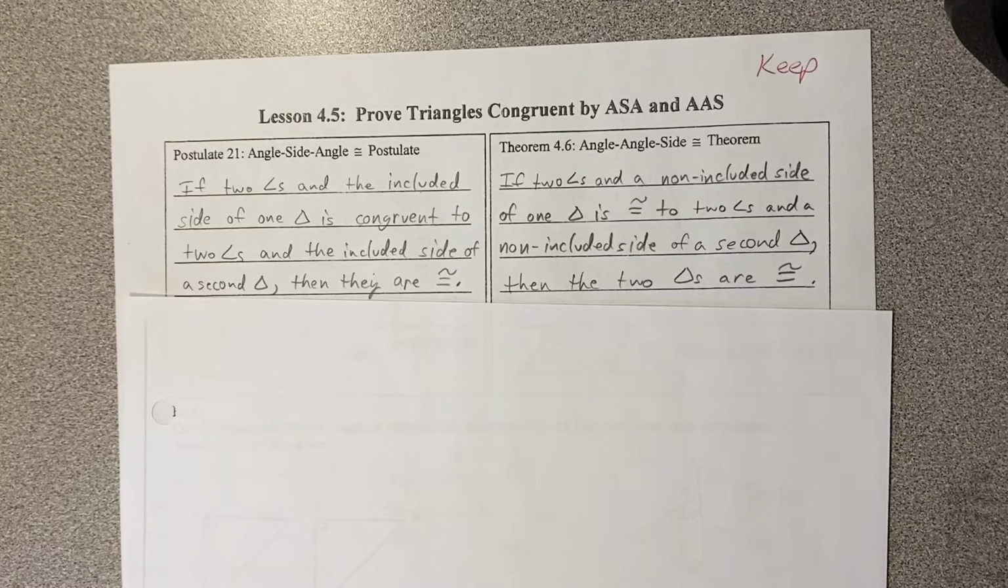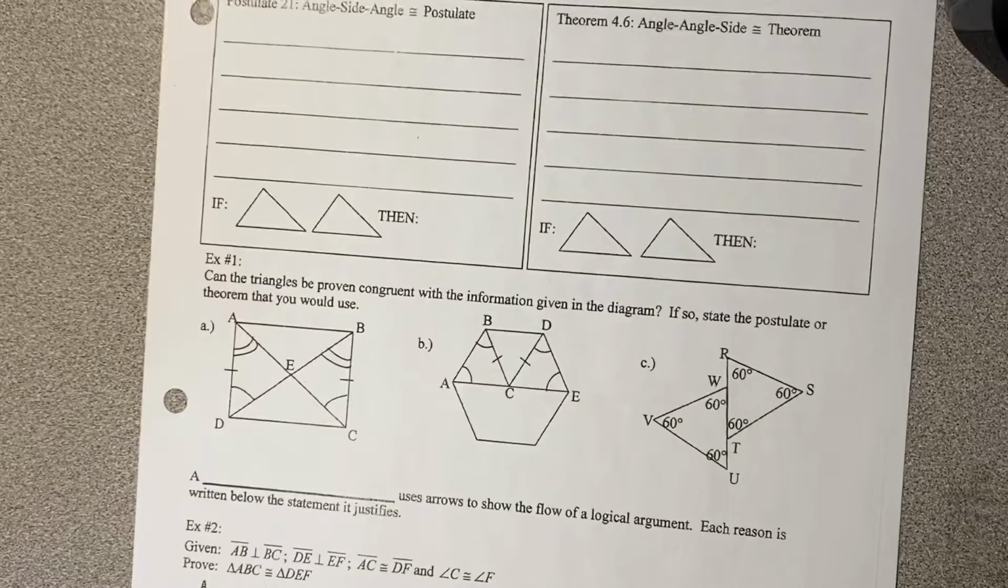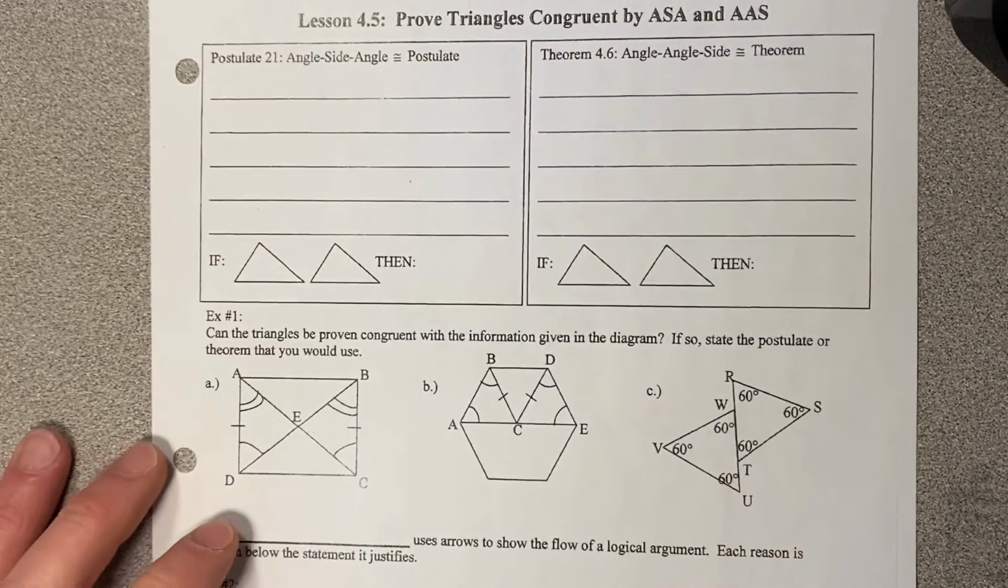All right, so far we've learned side, side, side could be used to prove triangles are congruent, side, angle, side, hypotenuse, leg, and now we're looking at angle, side, angle, and angle, angle, side. And an example of that would be for angle, side, angle.